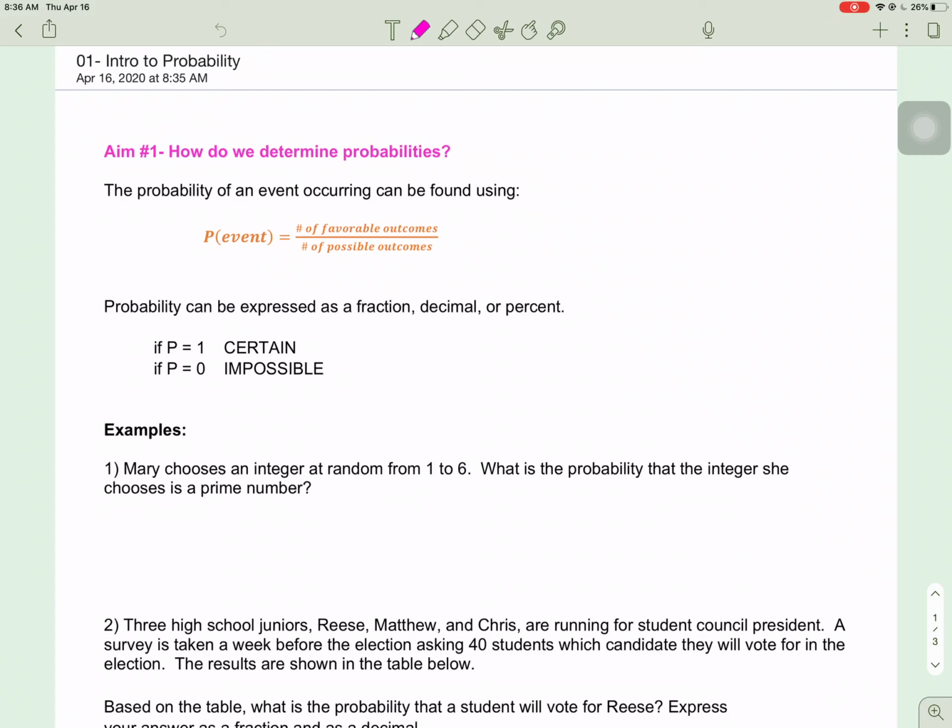Hey guys, our new chapter here is going to be probability. I'll have a nice introduction to probability today. For obvious reasons, this is a chapter I really like, being the statistics teacher. So let's get started. So how do we determine probabilities?